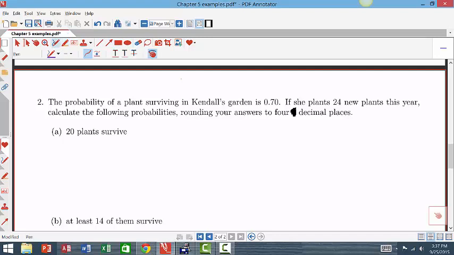Now before we start doing our computations, we need to make sure that all conditions for the binomial distribution are satisfied. First, we need a fixed number of trials. We have 24 new plants that need to be planted this year. This is your number of trials, and the notation for this is n. So this is 24 plants. Then we have 2 possible outcomes for each trial. In our case, we're going to say that success is the plant survives.